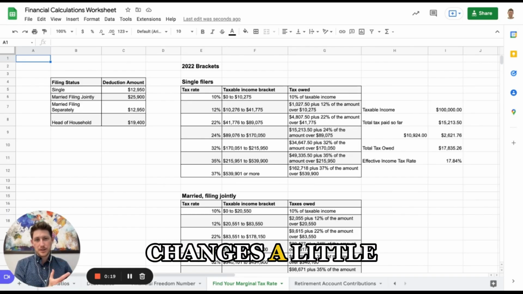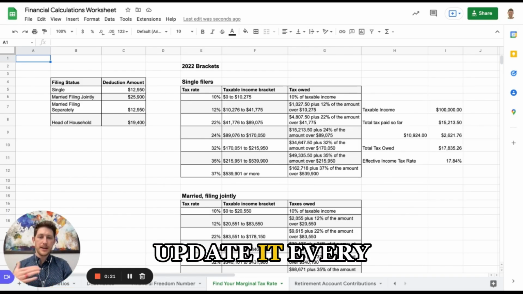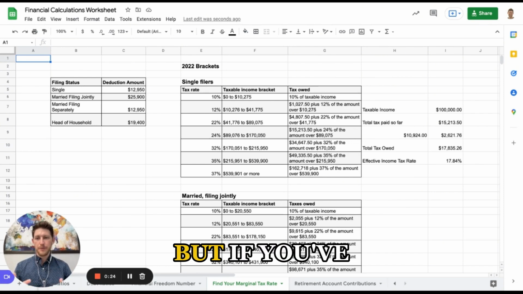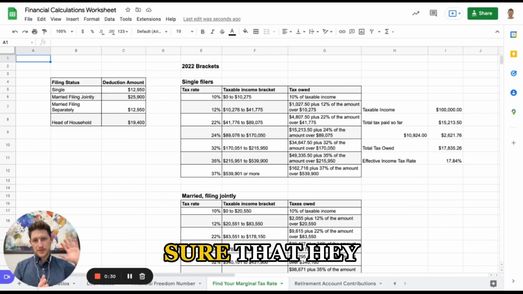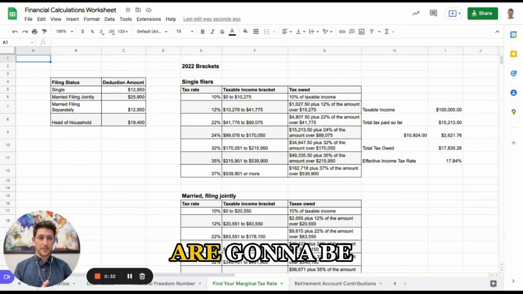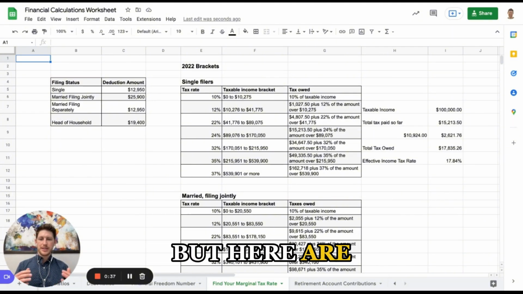Every year it changes a little bit. So I'll go in here and update it every year as I can. But if you've already downloaded this, it's not going to change, right? So this is to give you an idea. And you just have to make sure that, hey, 2023 tax brackets are going to be slightly different and so forth. Okay, so you just have to understand that. But here are the general filing statuses.